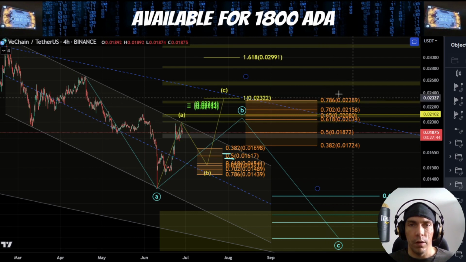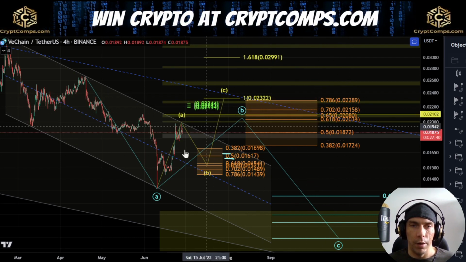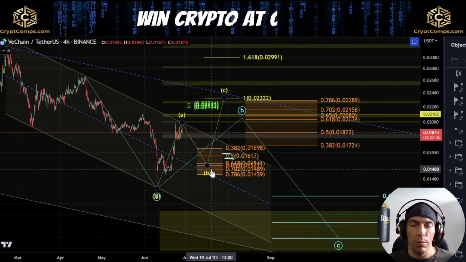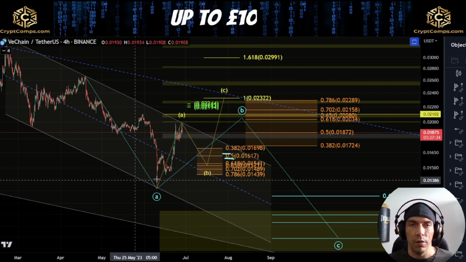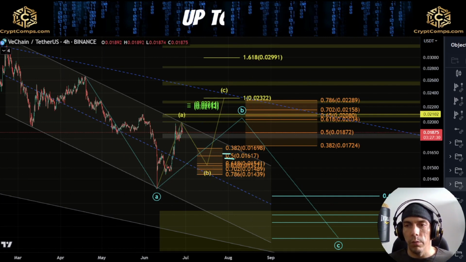But this 786 would start to be very interesting to me, just because of the fact that it's aligning quite nicely with this 121. Obviously, depending on how deep this B wave goes, this will adjust these targets, but this is effectively what we're looking for on the bigger picture here if we're looking for that downside.